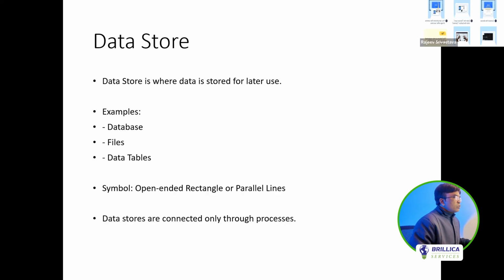Now, when it comes to data store, what does a data store typically do? Data store is where data is stored for later use. Its examples are database, files, and data tables. Its symbol is an open-ended rectangle or parallel lines, as I had shown you earlier in the slide. Data stores are connected only through processes.